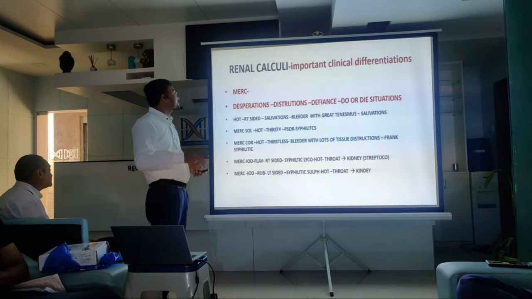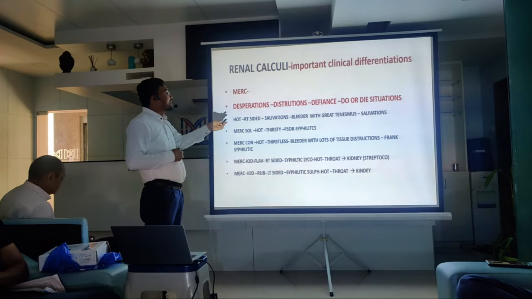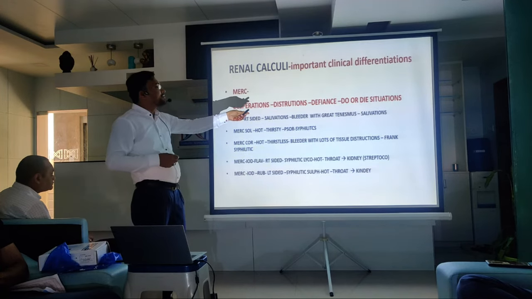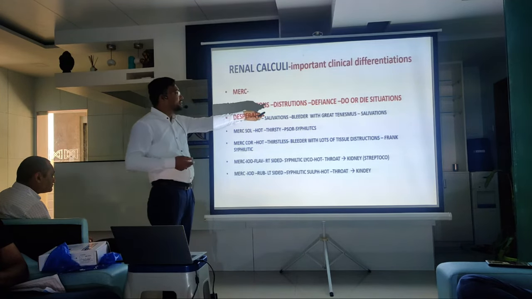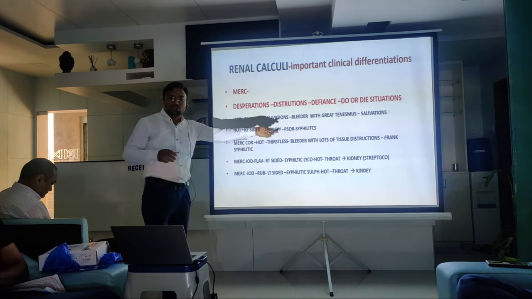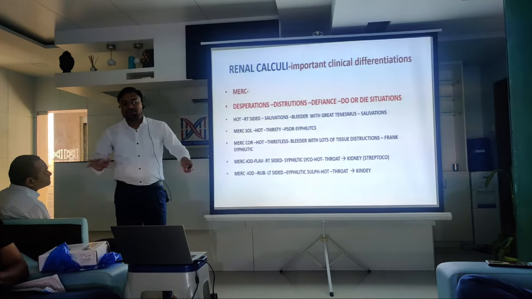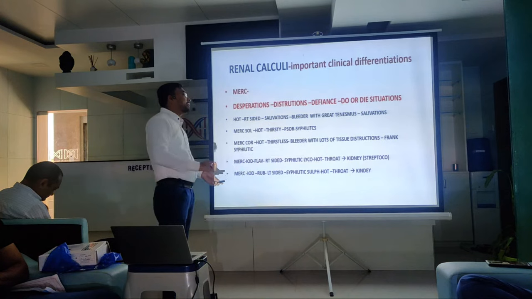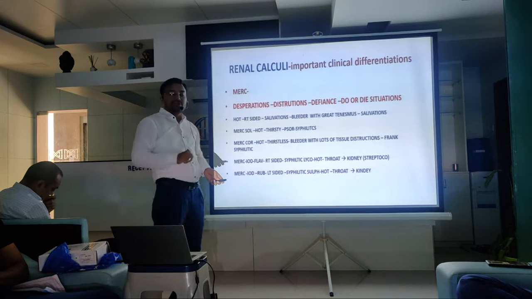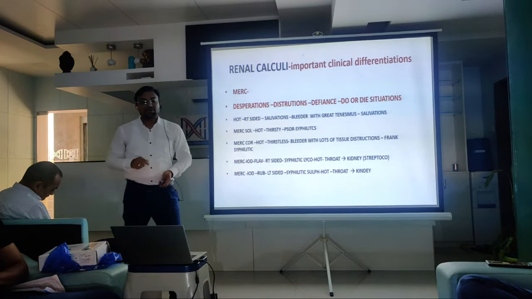Death. Hot, right-sided, salivation, riddled with great tenesmus because of their inner discontent, that's where the tenesmus comes from. Nothing is loose, nothing is giving up, nothing is relaxation for Mercury. Everything is held up, everything is discontent, dissatisfaction. Mercury.